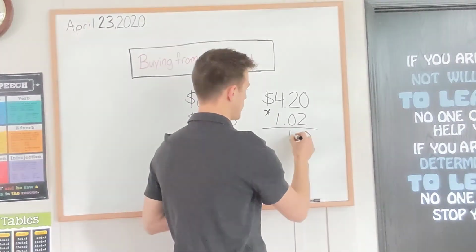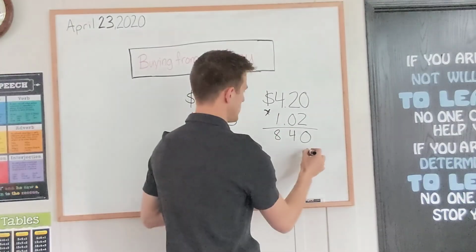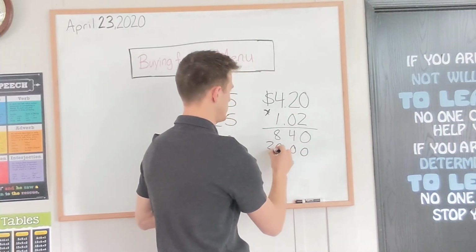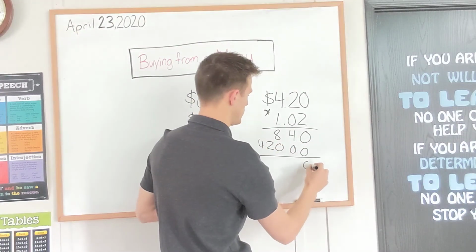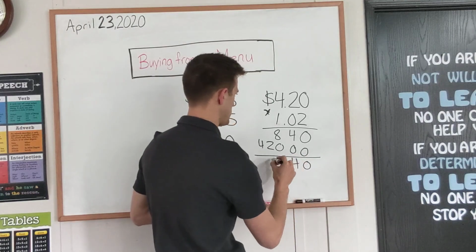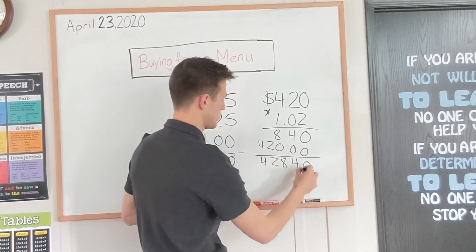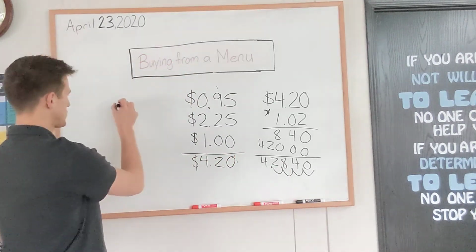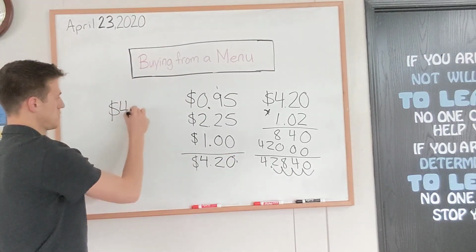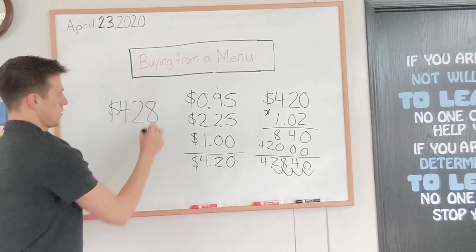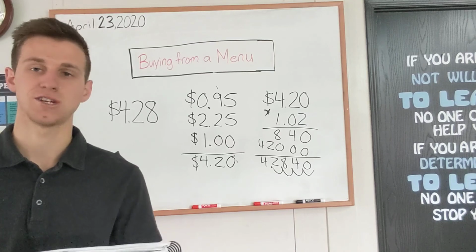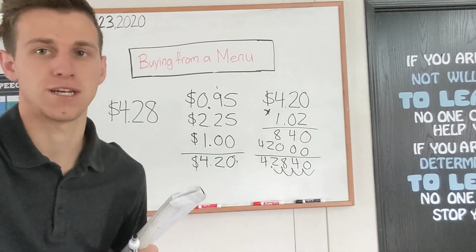We come up with 0, 4, 8, and then 0, 0, 0, 2, 4. We're going to have 0, 4, 8, 2. I would do that really fast. 1, 2, 3, 4. $4.28, correct. So our final cost with our sales tax would be $4.28. All right, you guys ready for the next problem? Let's do the next one.